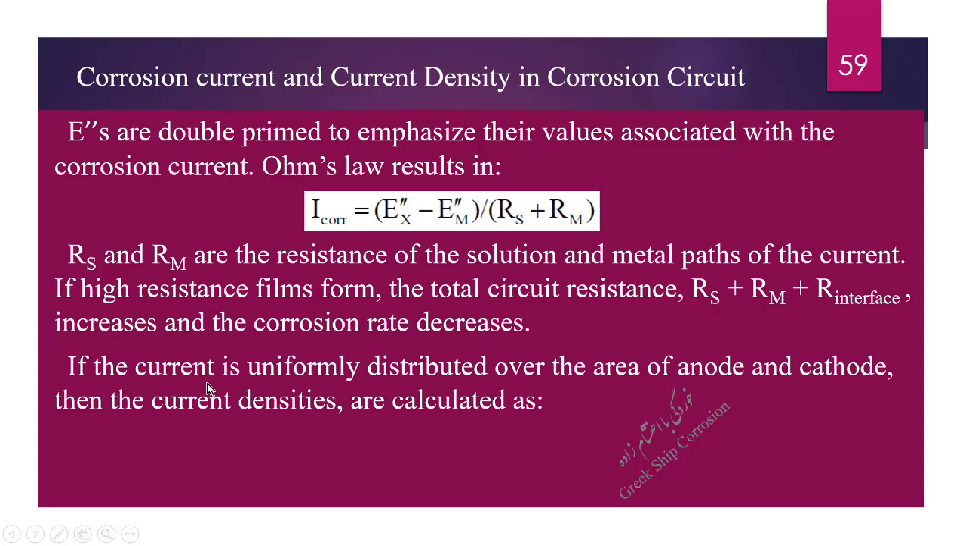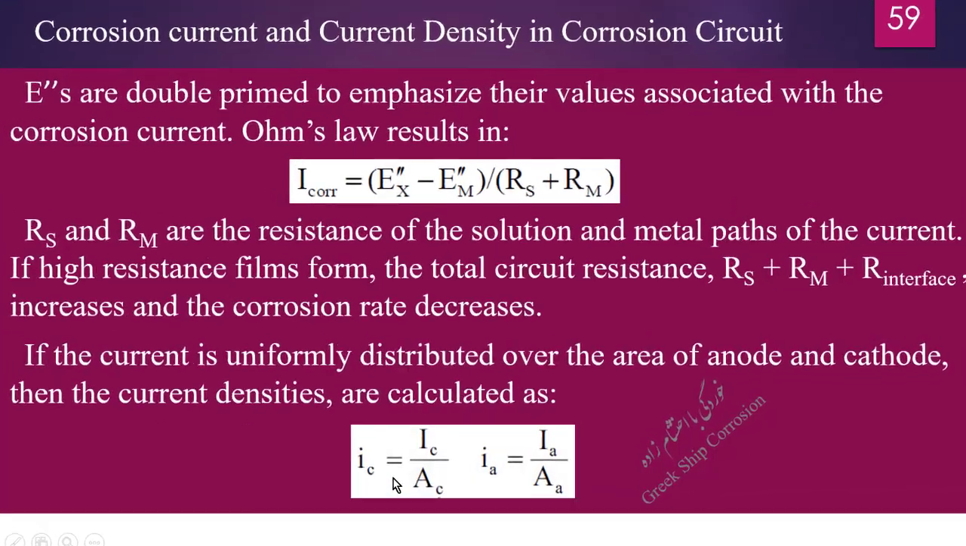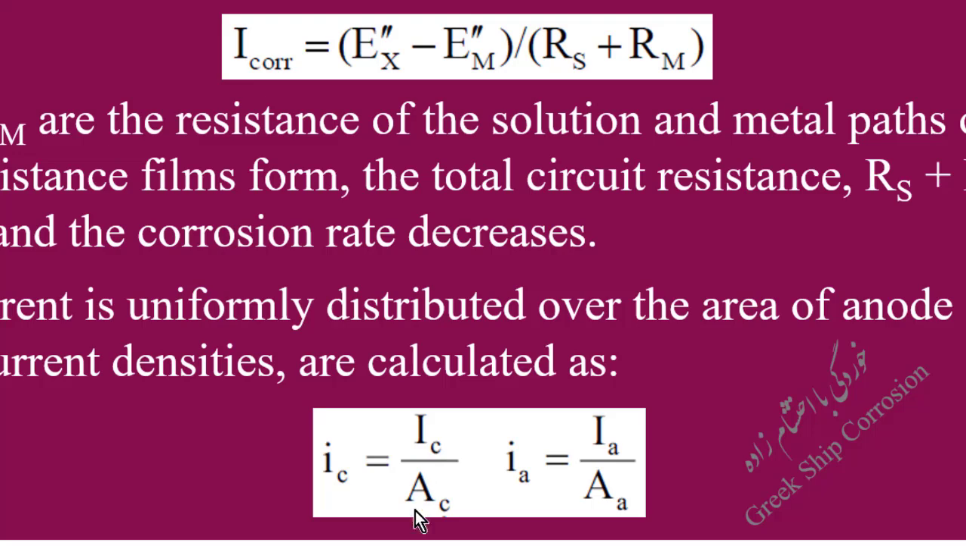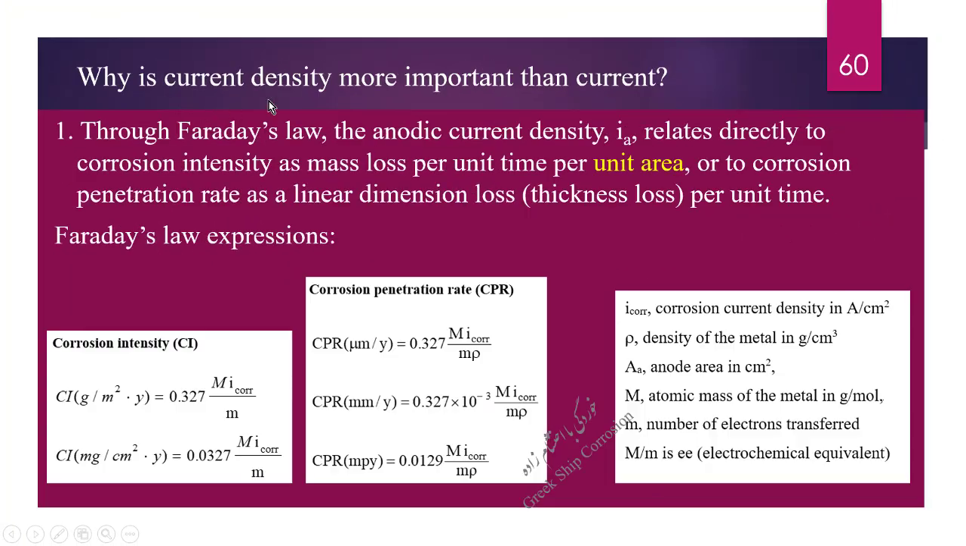decreases. If the current is uniformly distributed over the area of anode and cathode, then the current densities are calculated as iC equals IC divided by AC, iA equals IA divided by AA. Why is current density more important than current?